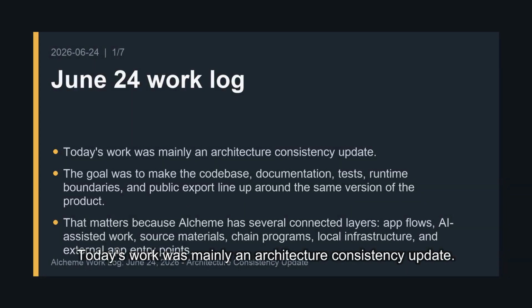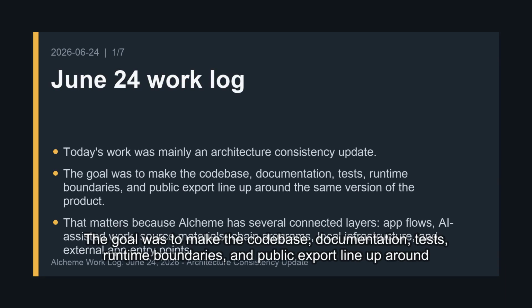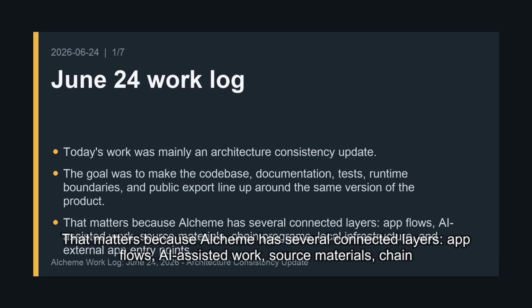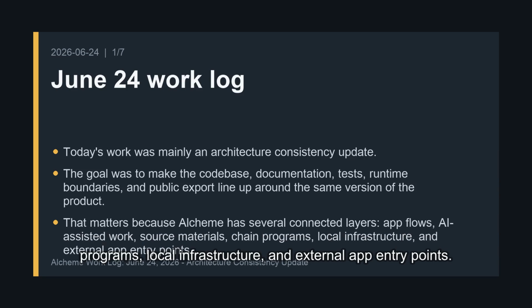Today's work was mainly an architecture consistency update. The goal was to make the codebase, documentation, tests, runtime boundaries, and public export line up around the same version of the product. That matters because Alcheme has several connected layers: app flows, AI-assisted work, source materials, chain programs, local infrastructure, and external app entry points.